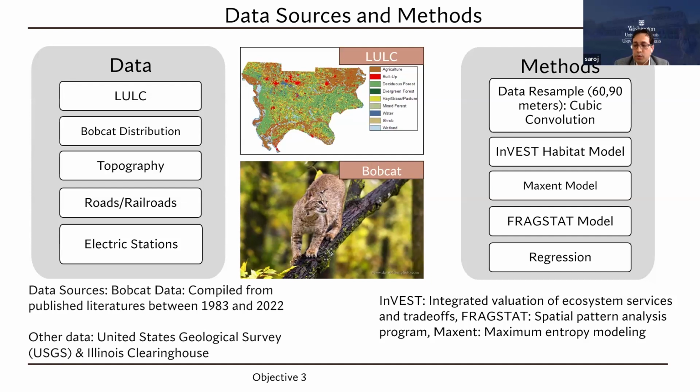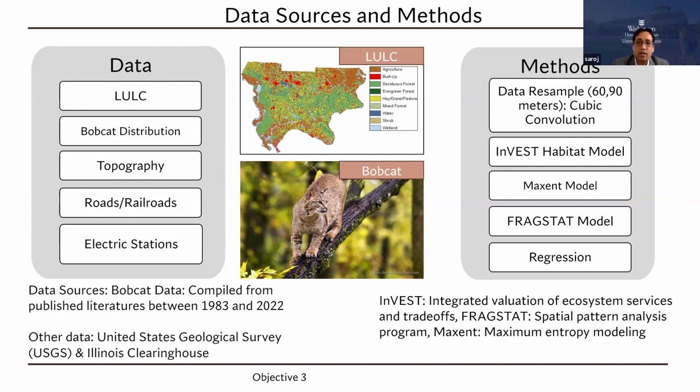We also wanted to see whether there is a substantial difference in the ecosystem services, habitat quality, and bobcat distribution between resolutions. We did similar to objective 2. We resampled the data into 60 and 90 meters using cubic convolution, and each of these data were fed into the InVEST model, Maxent model, and FragStats model.